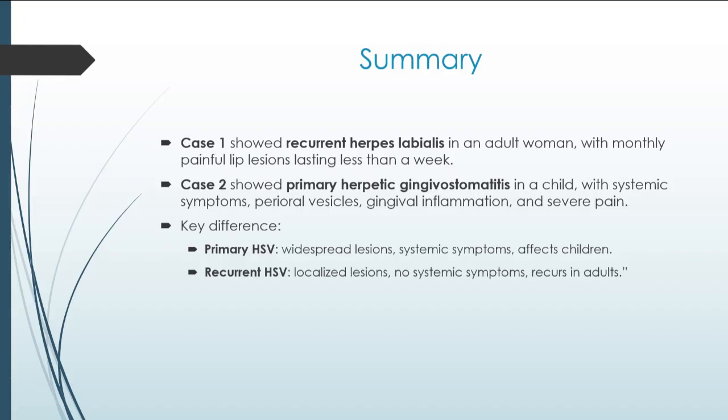To summarize, case 1 showed recurrent herpes labialis in an adult woman with monthly painful lesions lasting less than a week, and case 2 showed primary herpetic gingivostomatitis in a child with systemic symptoms, perioral vesicles, gingival inflammation, and severe pain. The key differences are that in primary HSV, the lesion is widespread. There may be systemic symptoms, and it generally affects children. Whereas in recurrent HSV, there are localized lesions, there are no systemic symptoms, and it is generally in adults, or it recurs in adults.